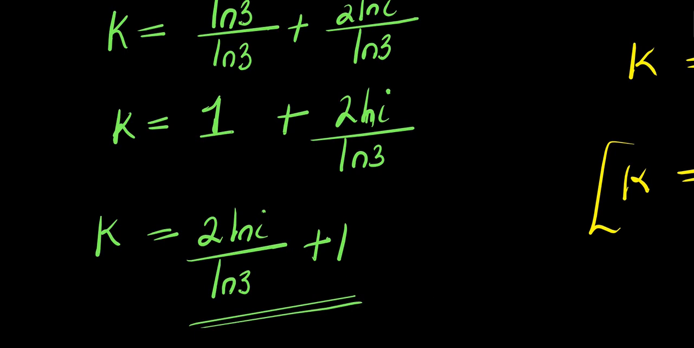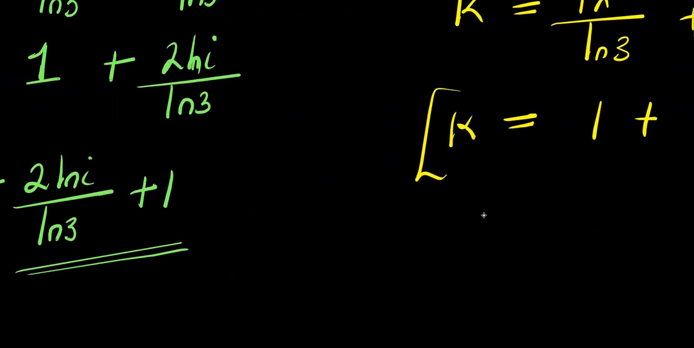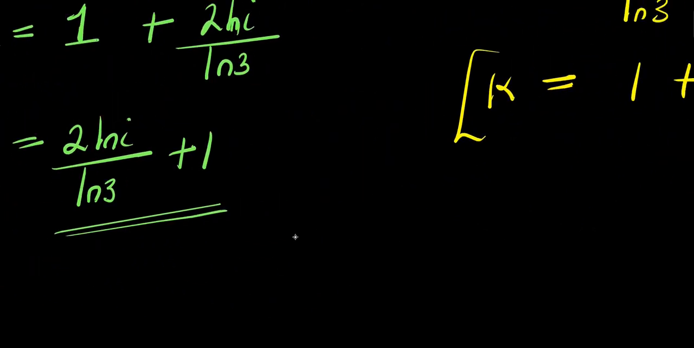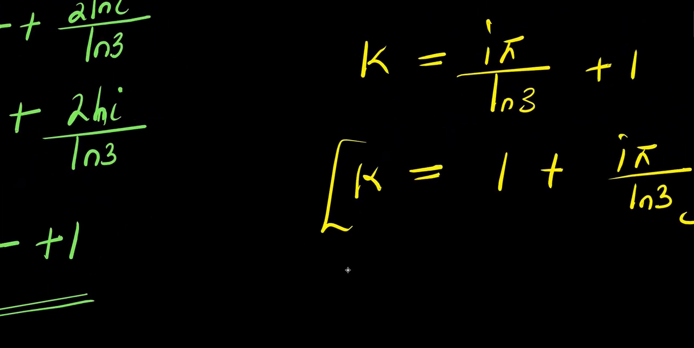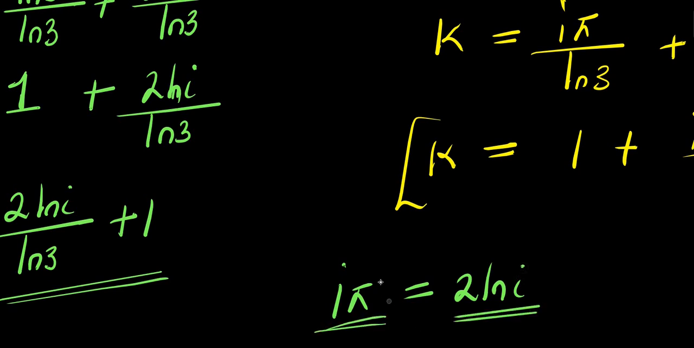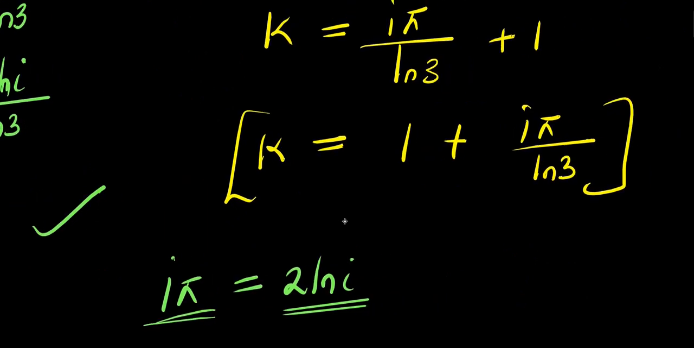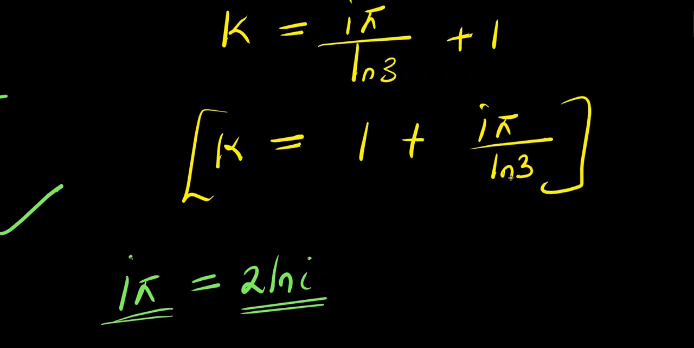Now, comparing this solution to this other solution here, you notice that the only difference is we have i pi and we have 2 times natural log of i. Now, they both are the same. So with this in mind, that means the solution is also very correct, because here we have 2 times natural log of i divided by natural log of 3 plus 1, while here we have i pi divided by natural log of 3 plus 1, which is the same thing.